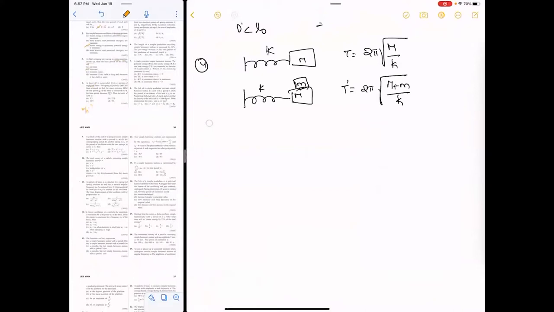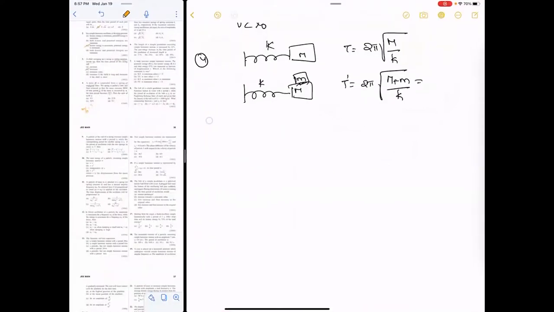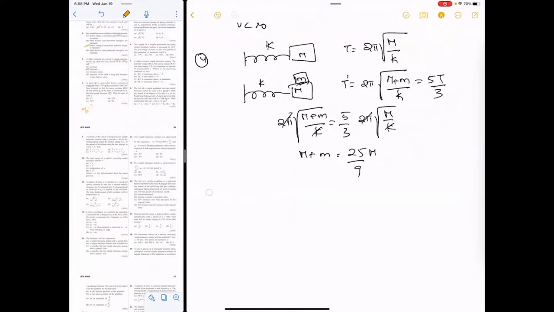But the time period becomes 5T by 3. So let us substitute this here. 2 pi under root M plus m by K is equal to 5 by 3 into 2 pi root capital M by K. So 2 pi gets cancelled, K gets cancelled. If I square it, M plus small m is 25 by 9 capital M. I have squared it, no? If I cross multiply, 9 capital M plus 9 small m is 25 capital M.